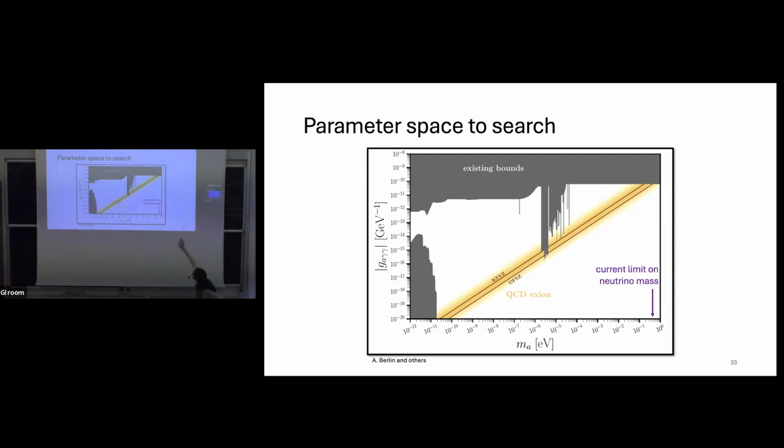Okay, other things to point out, we have this gold band, that's the QCD axion band. So I told you that if we have a QCD axion that solves the strong CP problem, then you're going to have a known relationship between the mass and the coupling constant with some theoretical uncertainty, again, depending on what's inside that loop.